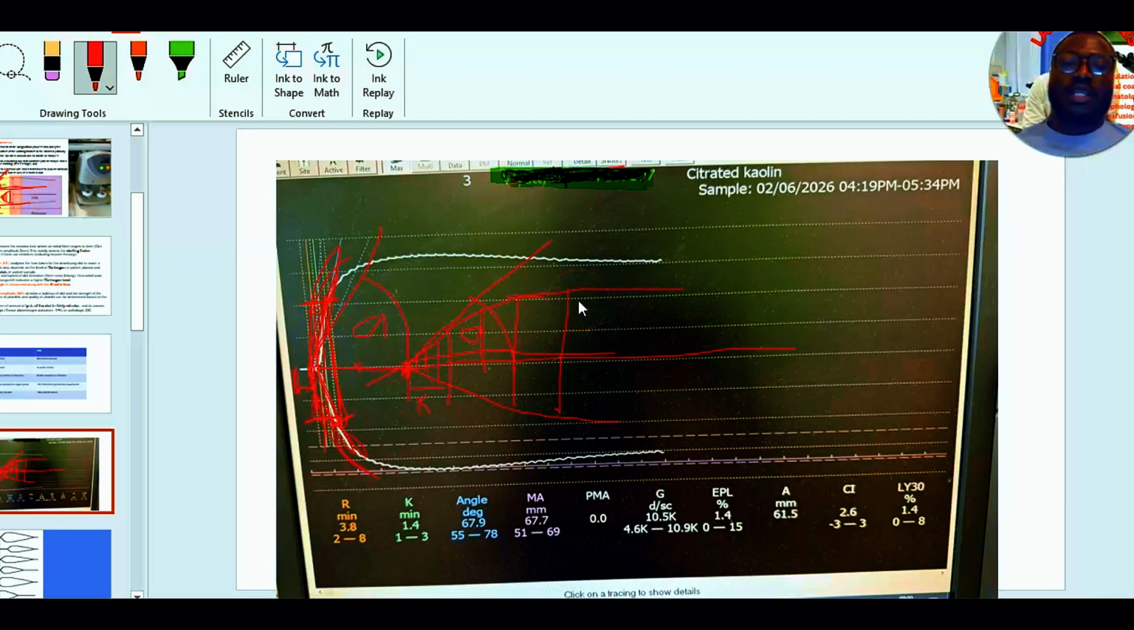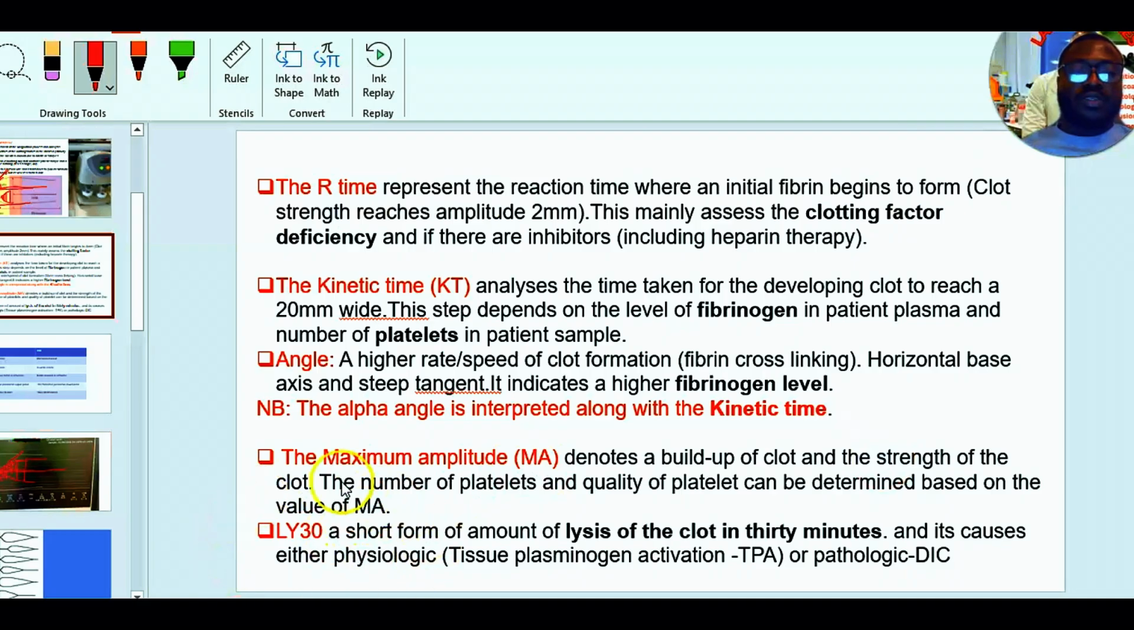If you have good quality platelets and a normal number, we expect the maximum amplitude to be within the normal range. If it is defective or you have thrombocytopenia, you will definitely have a low height, which is a low maximum amplitude. And the final thing we talk about on this graph is the amount of lysis, or breakdown of the clot, that will occur within 30 minutes.